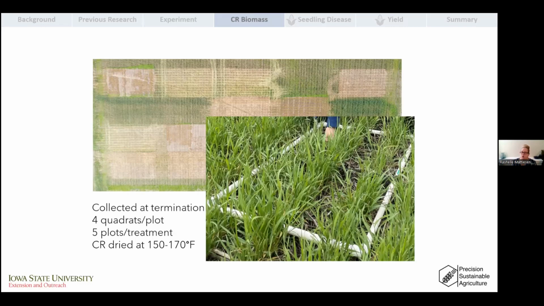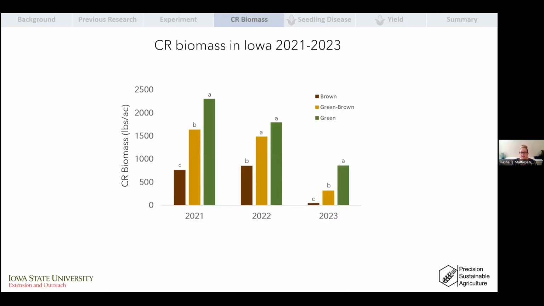We did 4 quadrats per plot. The quadrats usually were the size of a half of a meter squared. And then we had 5 plots per treatment. And we also then took the cereal rye biomass and we dried it for a couple days, and then we weighed it.